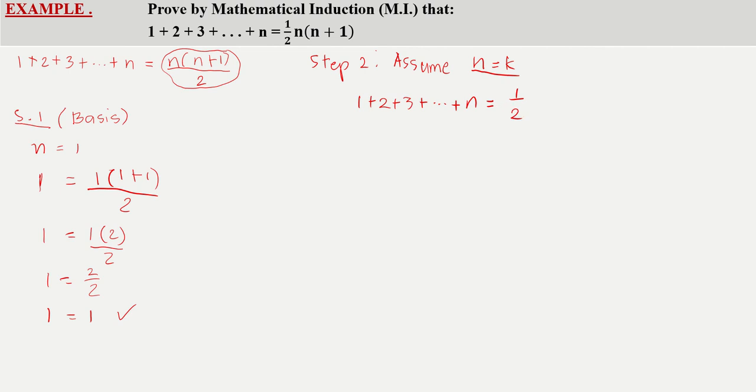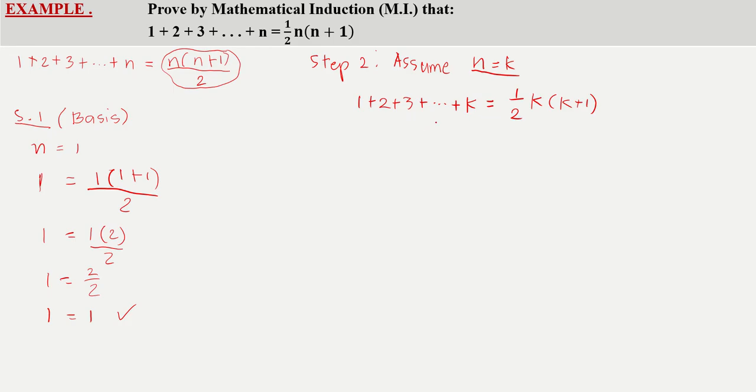I forgot to change the n. It should be k already. All the n variable will become k. So it should be k here. K, then 1/2 k times k plus 1. Or you can have k, quantity k plus 1 over 2.